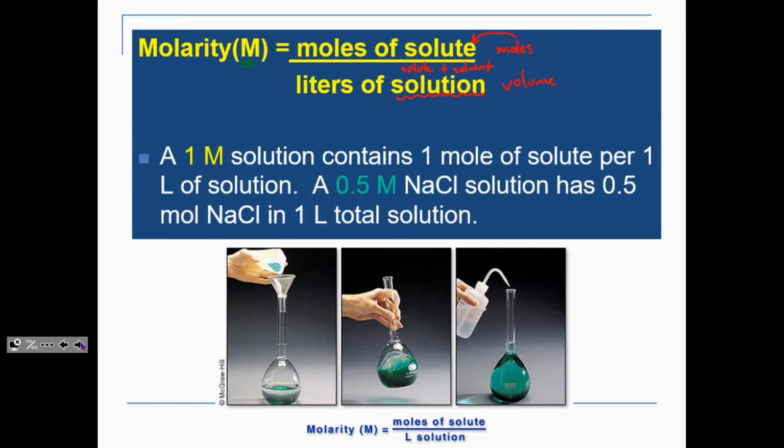So a 1 M solution, which is molarity, contains 1 mole of solute per 1 liter of solution. A 0.5 molar NaCl solution has 0.5 moles in 1 liter of solution. And so what we could do is figure out how many moles that is and convert to grams, weigh it out, pour it into a liter of solution, and find a specific concentration.